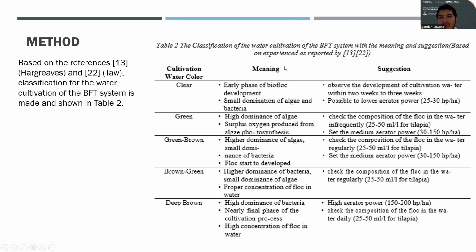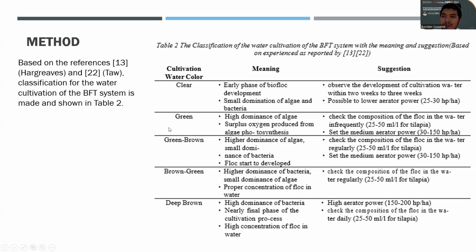So here in table 2, we classified the water color, including the clear water color. We also made the meaning and the suggestion, what should be done and what the meaning of the color is. For example, if the water is clear, it means that it's in the early phase of the biofloc development, and it has small domination of algae and bacteria. Then we can suggest that the cultivator needs to observe within 2 to 3 weeks. And if possible, the aerator water power can be lowered.